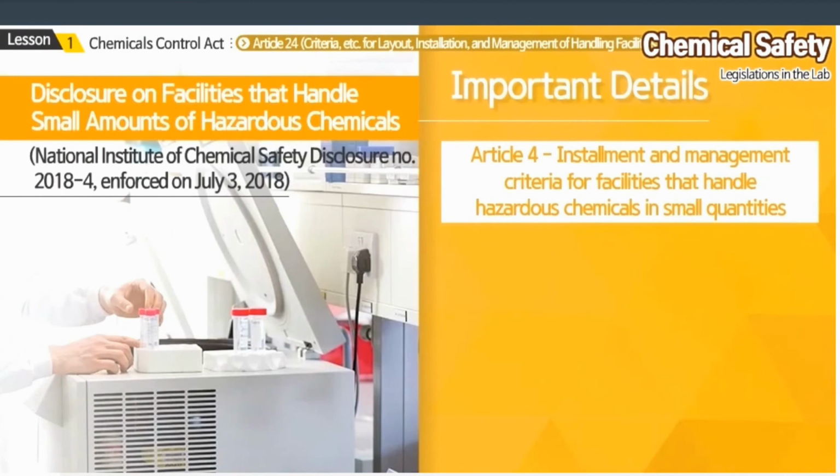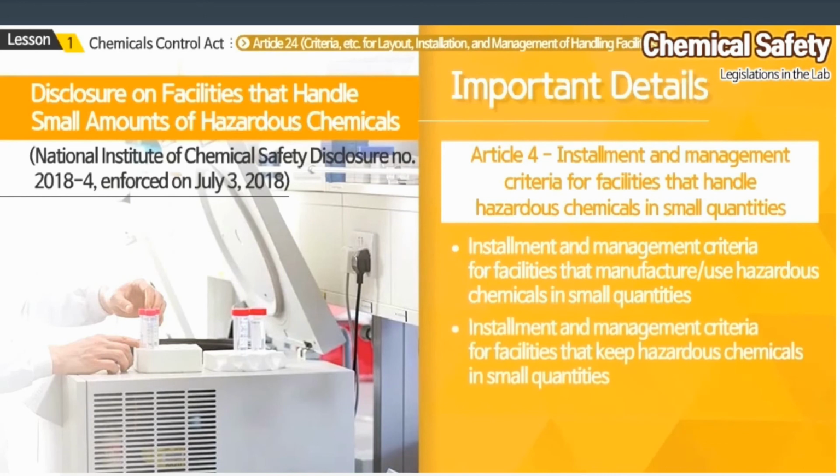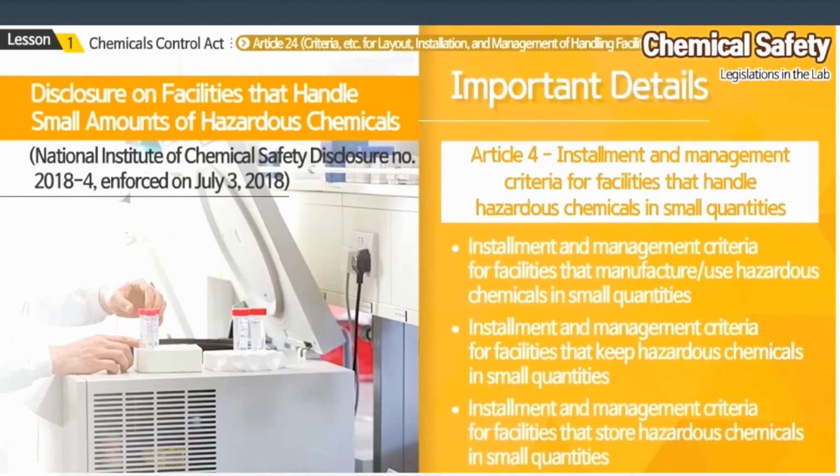Article 4. Installment and Management Criteria for Facilities that Handle Hazardous Chemicals in Small Quantities features the installment and management criteria for facilities that manufacture, use hazardous chemicals in small quantities, installment and management criteria for facilities that keep hazardous chemicals in small quantities, and the installment and management criteria for facilities that store hazardous chemicals in small quantities. Please check the attached table for more details.